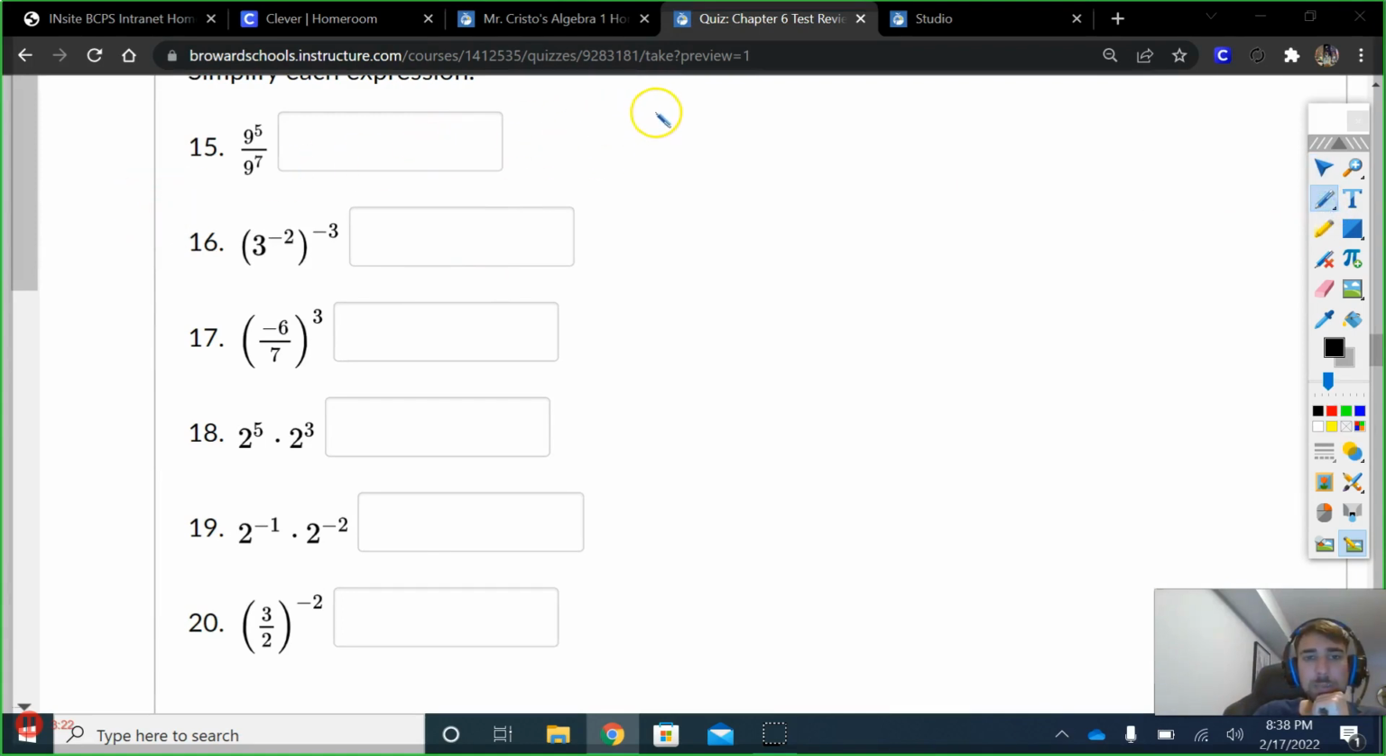9 to the 5th power divided by 9 to the 7. You got to subtract the exponents, and this has to go downstairs. And then 1 over 9 to the 2nd power is going to be 81.